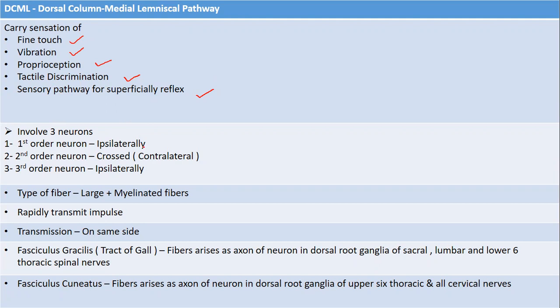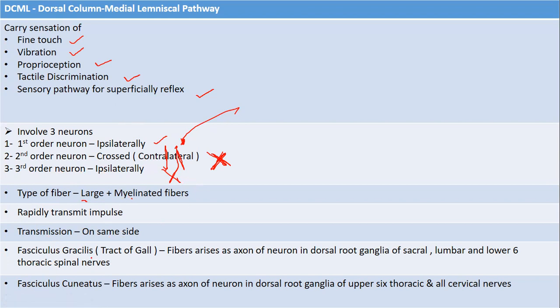We discussed that the first order neuron goes ipsilaterally on the same side, the second order neuron crosses, and this crossing over moves contralaterally. After crossing, the fibers moving upwards are known as third order neurons. Like here, we have the third order neuron and the fibers go like this, that is ipsilaterally. The fibers we see in DCML are large and myelinated, so they transmit impulses fast, and we see them on the same side, because the third order neuron goes ipsilaterally after the crossing of the information.